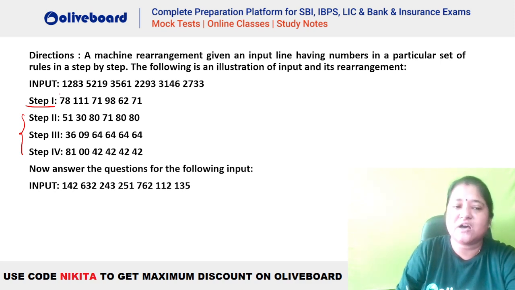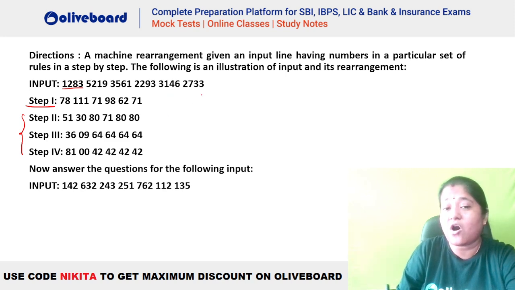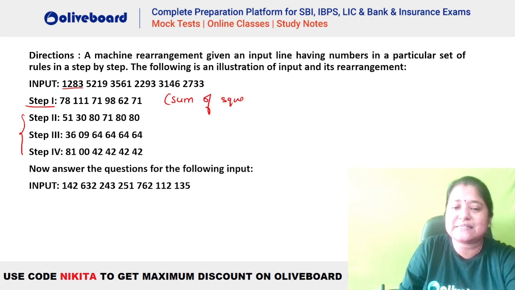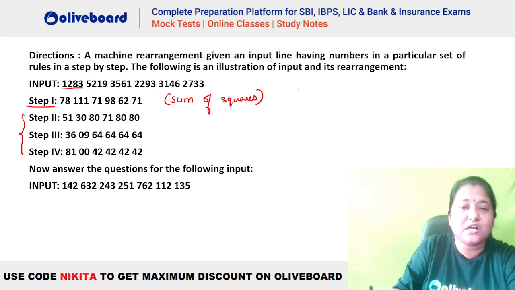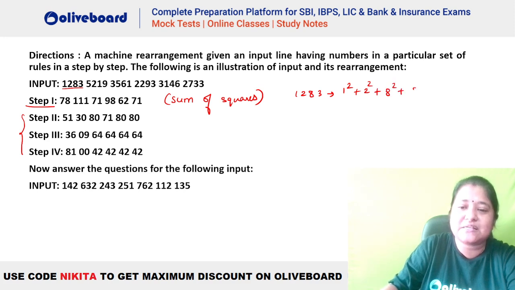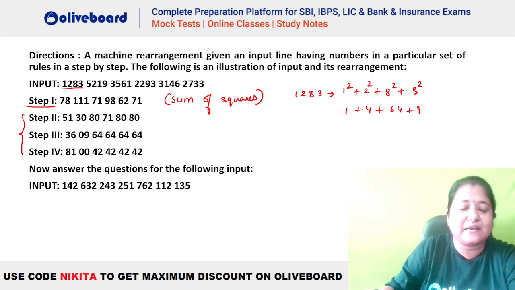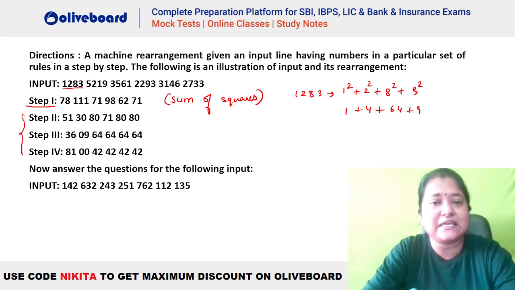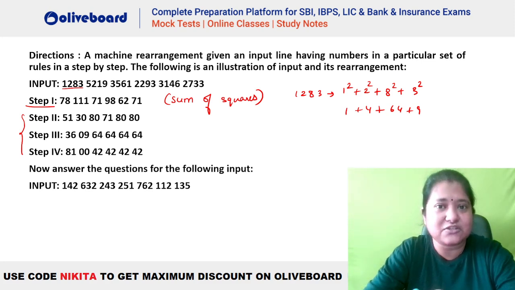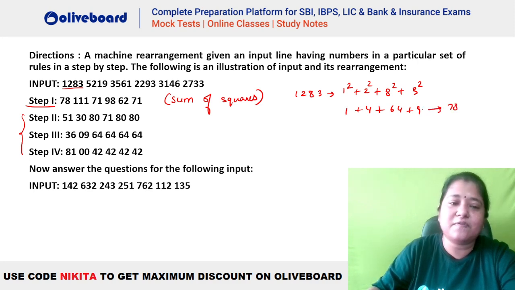Now, what is the logic here? How do we arrive at this 78 from 1 to 83? This is nothing but the sum of the squares. If you look, it is the sum of the squares of 1, 8, 3. So what have we done? We have taken 1 square plus 8 square plus 3 square, which equals 1 plus 64 plus 9. So 64 plus 9 is 73, and 73 plus 5, 78. That is how we arrive at 78 here. That is why the first number was 78.